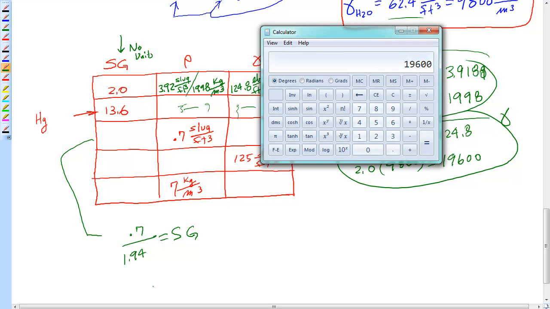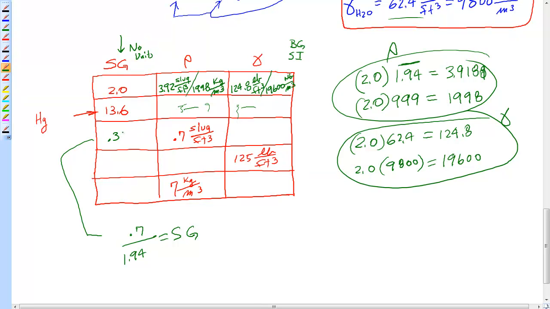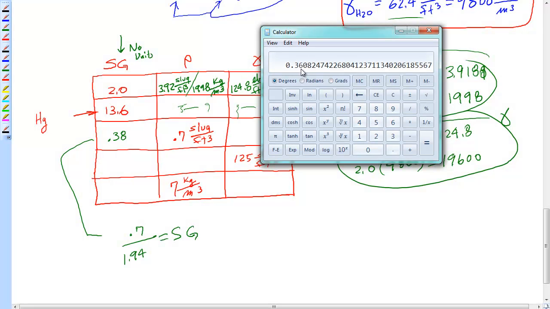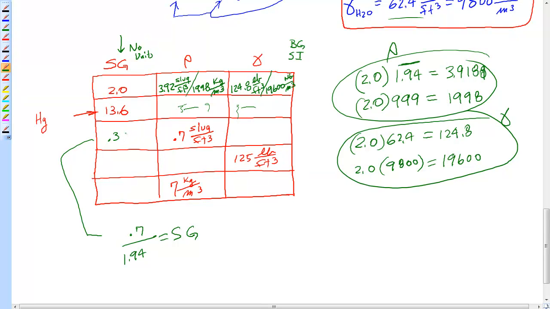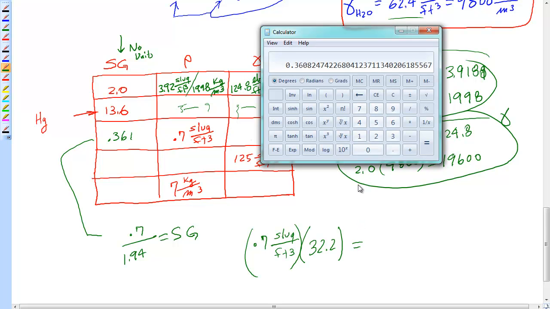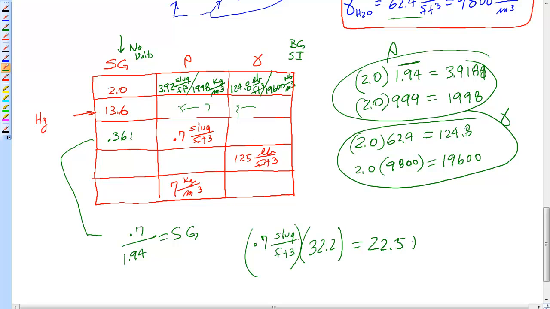Which if you wanted to see that, 0.7 divided by 1.94, 0.361. Now you could do a couple of things. One is you could use this to move yourself over to here, or you could take the 0.7 slugs per cubic foot. If you have slugs, you just multiply that times 32.2. That gives you 0.7 times 32.2, which gives you 22.54, and the units on it become pounds per cubic foot.